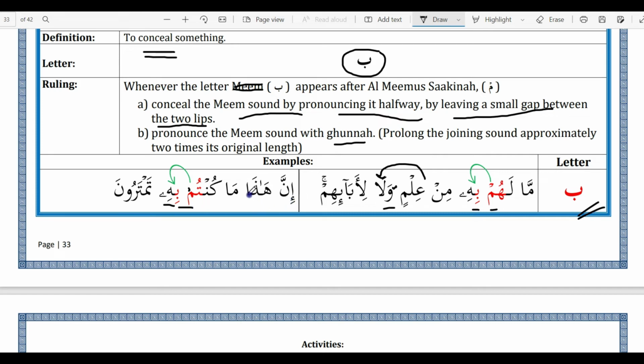Inna hadha ma kuntum bihi tamtarun. Okay? So in this example, the second one, ikhfa'ul meem sakina, whenever the letter ba appears after meem sakina, we hide the meem sound by pronouncing it halfway, and that is by leaving a small gap between the two lips. And we have to pronounce the meem sound with ghunna, and that is to pronounce the joining sound approximately two times its original length.